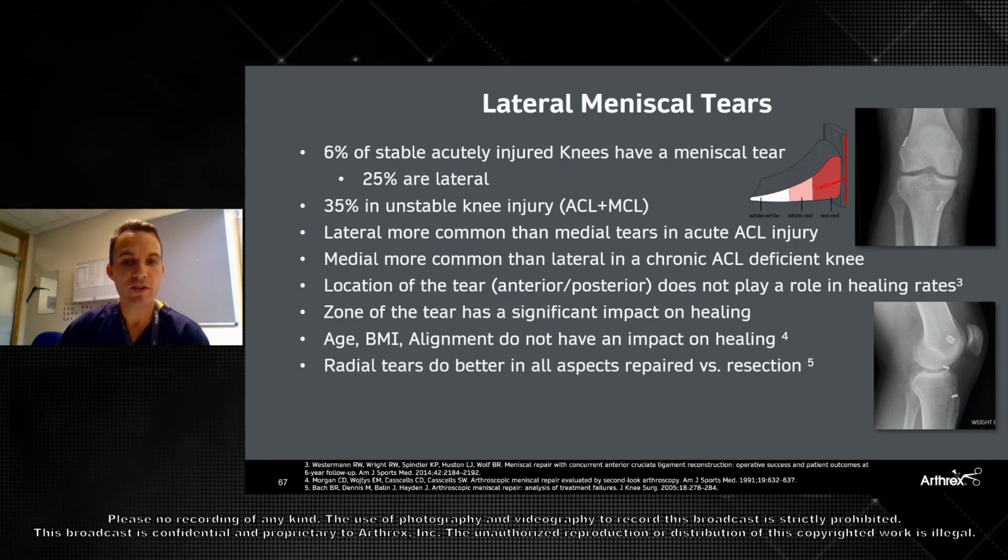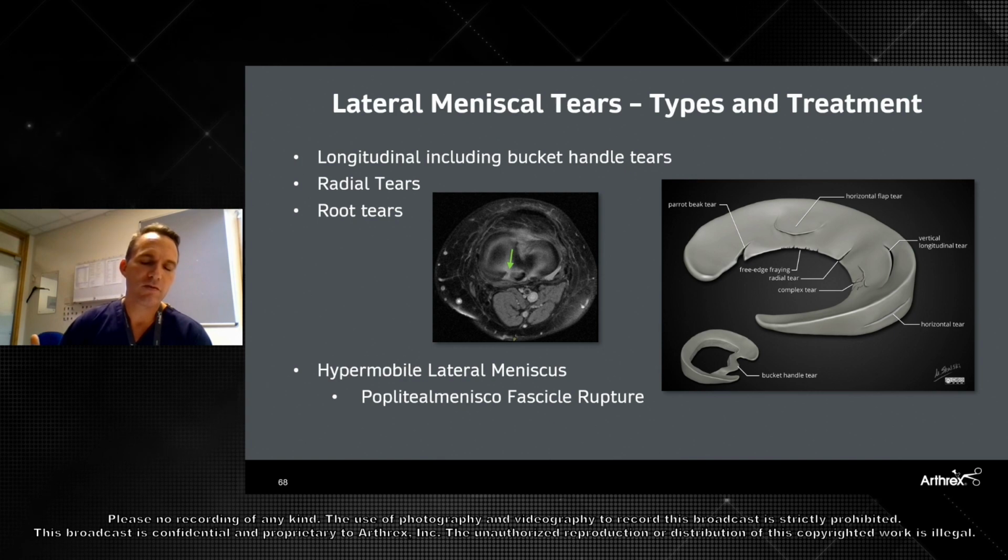The location of the tear, from the literature, doesn't appear to have a role in the rate of healing. So that's not talking about the zone of injury, but the location, whether it's the anterior horn or the posterior horn. The zone of the tear clearly has a big impact on the ability of that meniscus to have healing potential. And that's to do with the blood supply, as we all know, in that small image up at the top, we've seen replicated multiple times, and people understand the red, white, pink representation of those zones. Age, BMI, alignment, they don't necessarily have an impact on healing, and radial tears do much better in all aspects, whether they're repaired versus resection. And that reason is the hoop stresses and restoring the stability of the meniscus and its function.